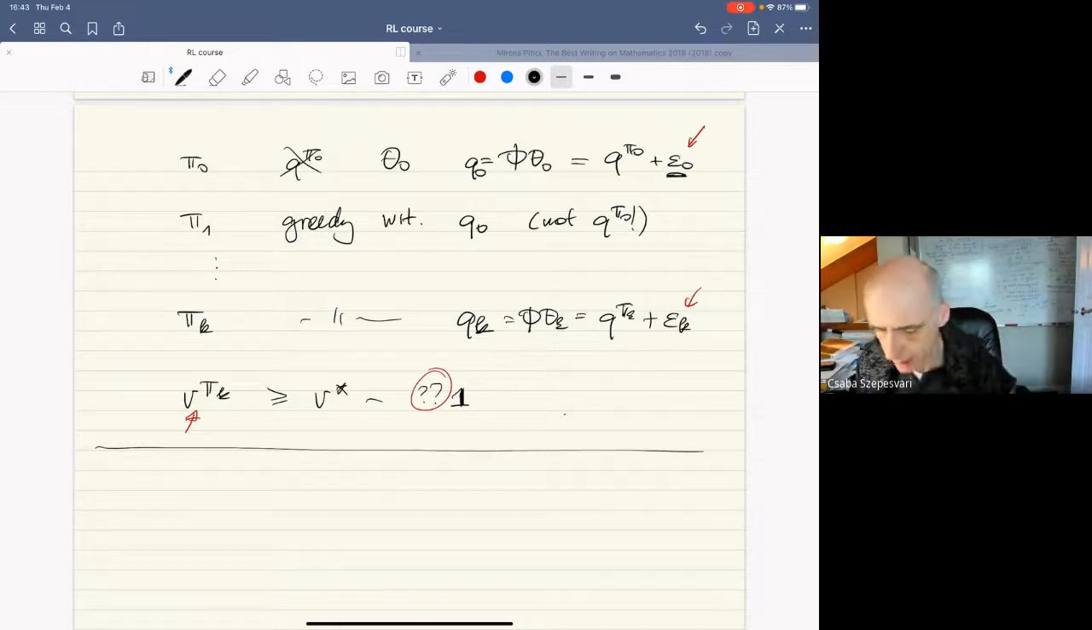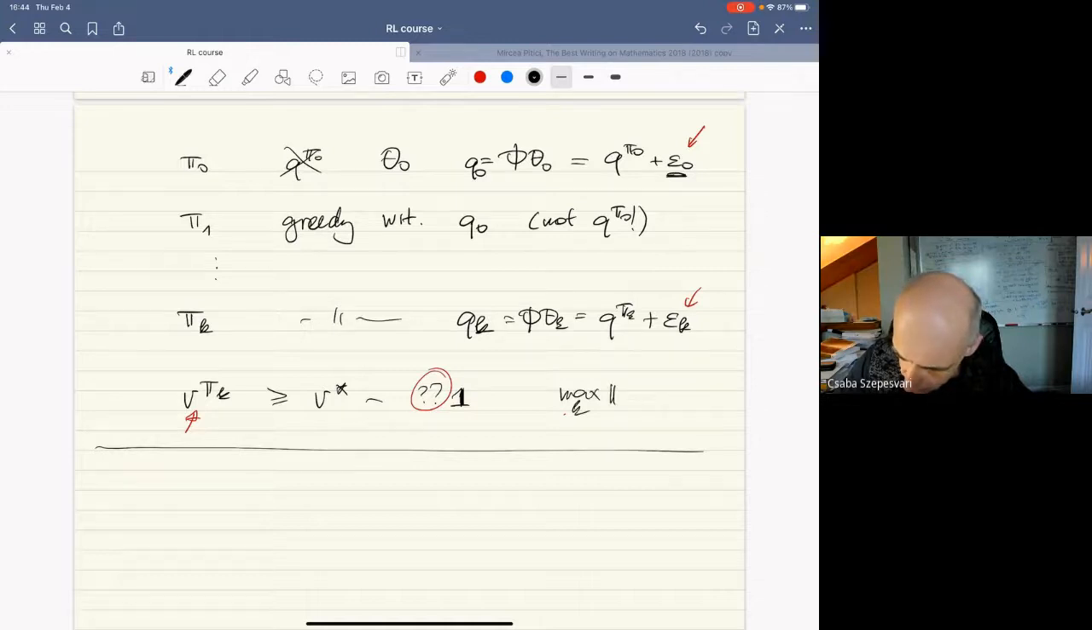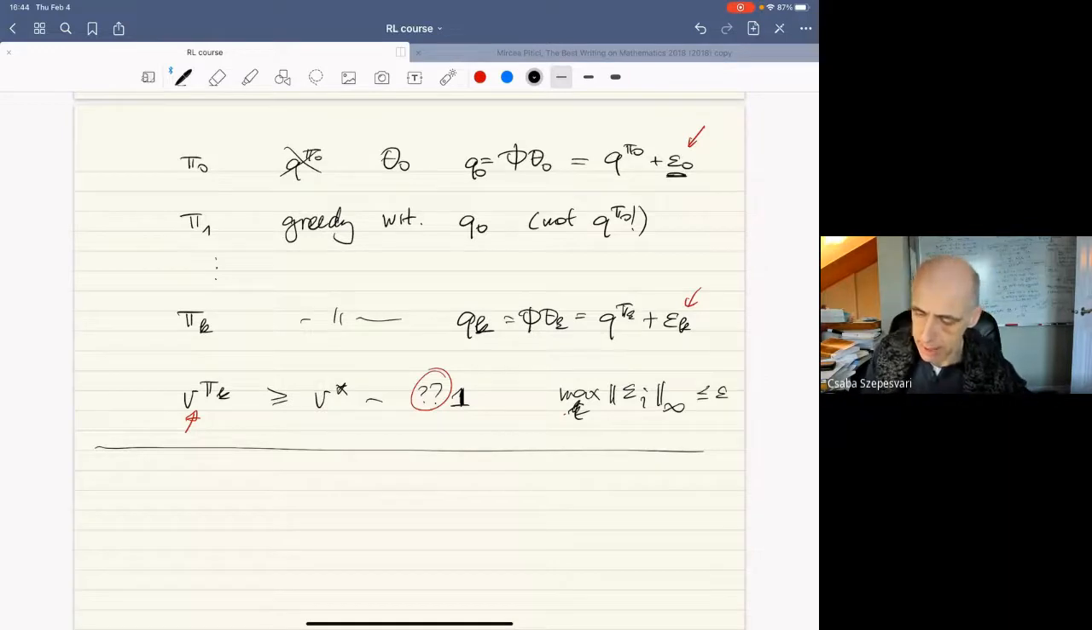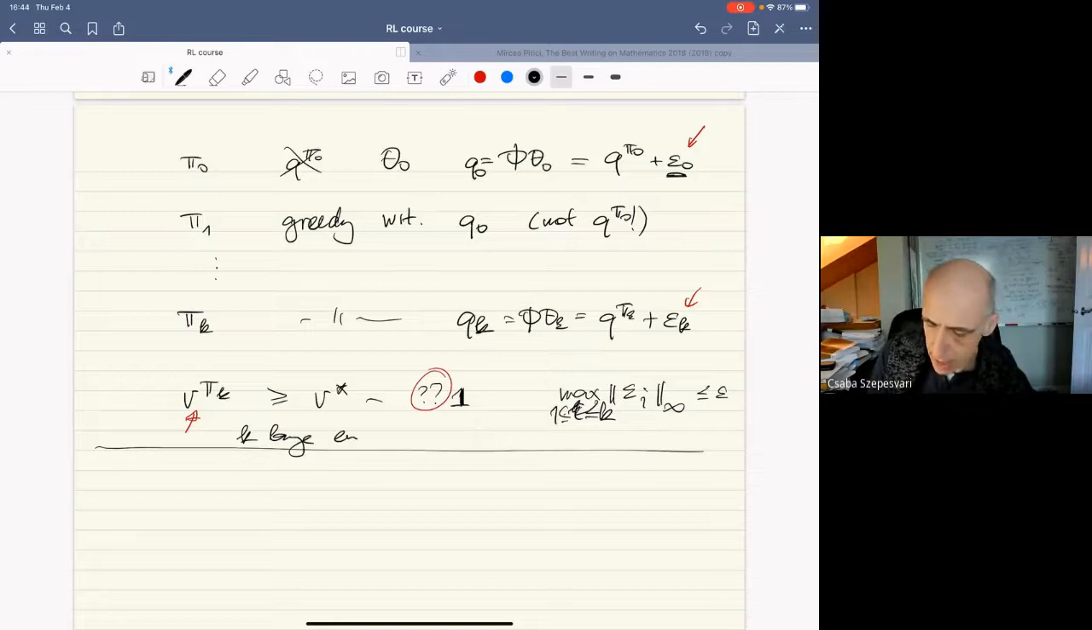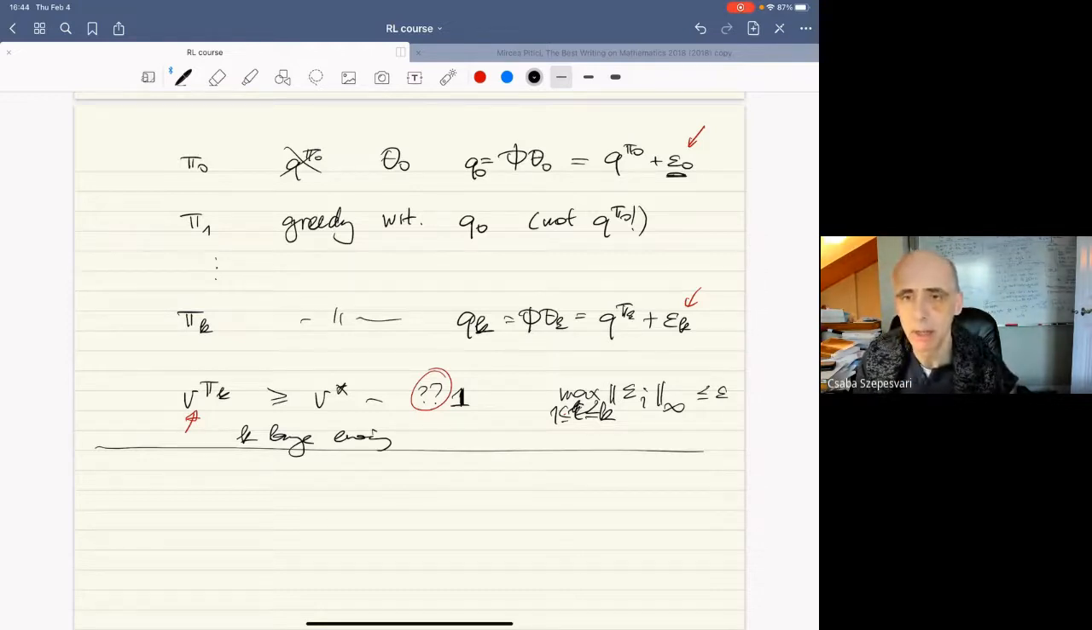So that's the question. If we're controlling the errors, so somehow we're controlling the maximum of all these errors in an infinity norm, like let's say all of these are small, then is it sufficient to conclude that for k large enough? So earlier we knew that if k is like the effective horizon, then we are already close to optimum. So how does that work now?